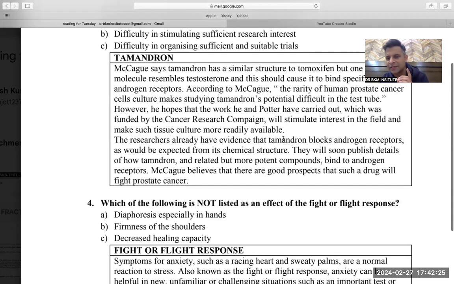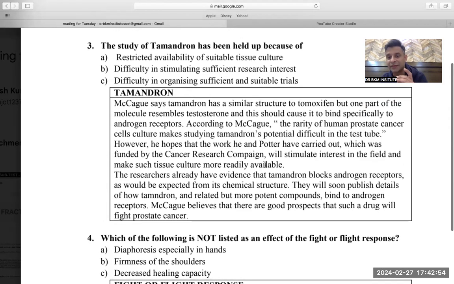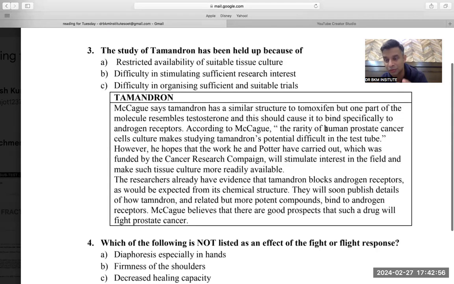The researchers already have evidence that temodrone blocks the androgen receptor, as would be expected from its chemical structure. So it is a good thing that it can block the androgen receptor. They will soon publish details of how temodrone and related but more potent compounds bind to the androgen receptor. McGay believes that there are good prospects that such a drug will fight prostate cancer. This is also positive. So the only negative line in this passage was the rarity of the human prostate cancer cell cultures, meaning they are not available. And my question's tone was negative. All the lines are positive; only one line is negative.